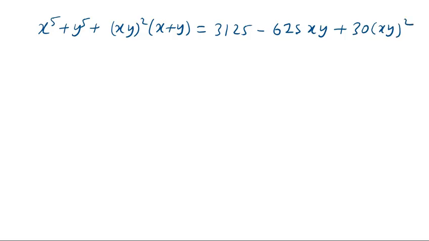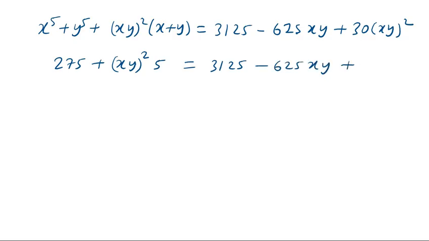Now the value of x power 5 plus y power 5 is 275. So replace this value by 275 plus xy whole square, and replace x plus y. The value of x plus y is 5, is equals to 3125 minus 625 xy plus 30 times xy whole square.